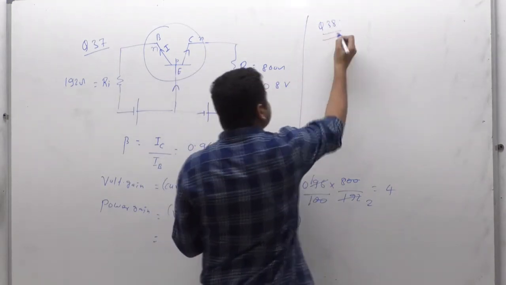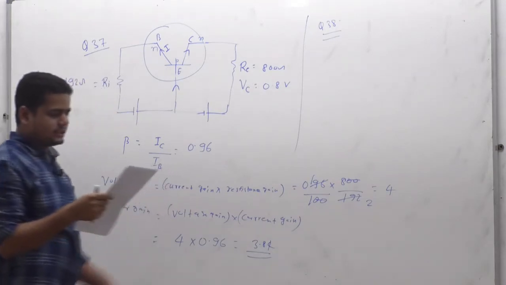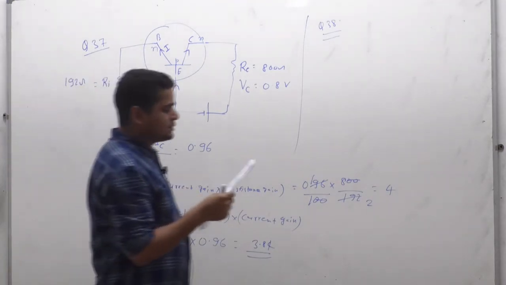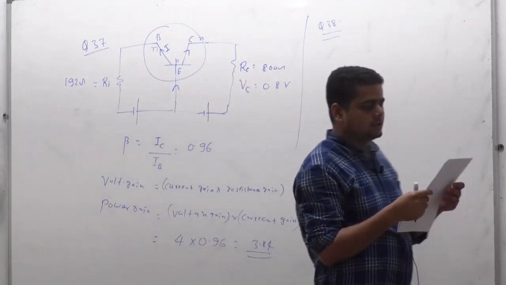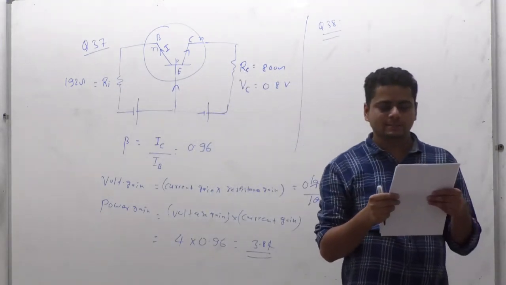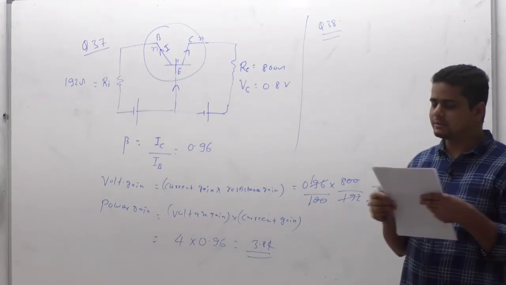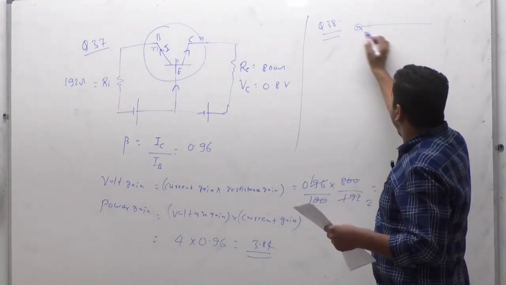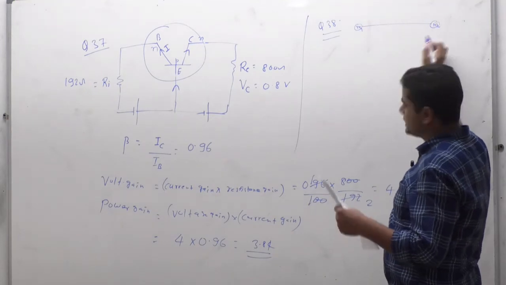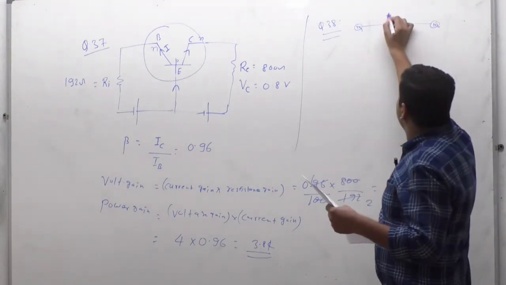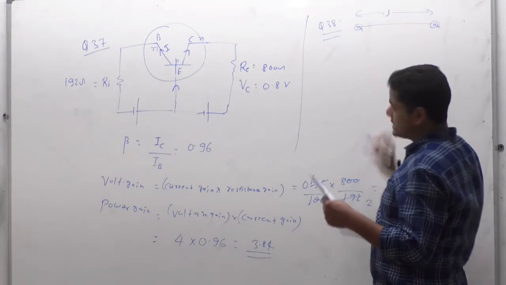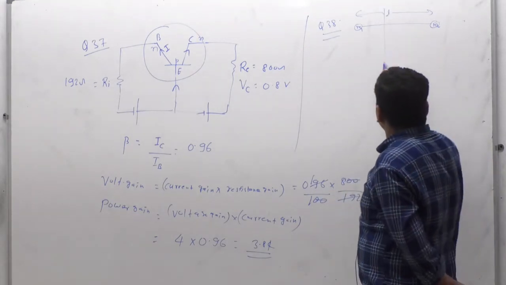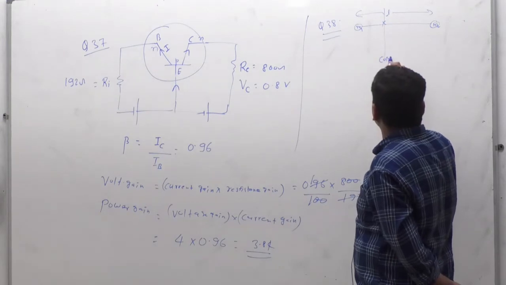Next is question number 38. What they have given: a light rod of length L has two masses M1 and M2 attached to its ends. The moment of inertia of the system about an axis perpendicular to the rod passing through the center of mass. Mass M1, mass M2 connected to the light rod of length L. Let us assume this is the center of mass of these two.